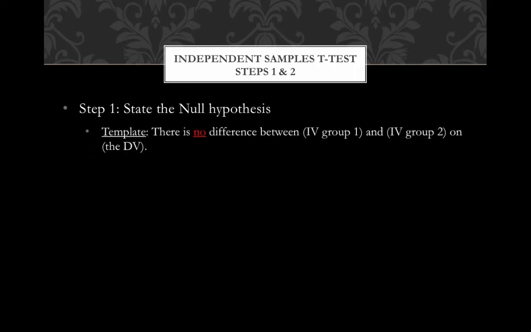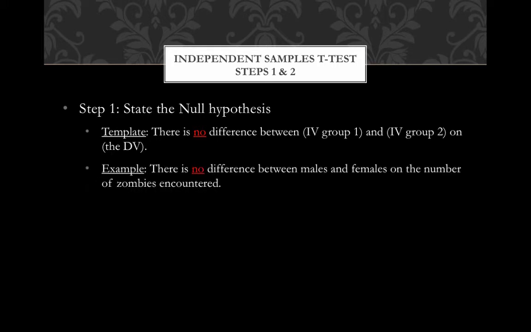So steps 1 and 2. What is step 1? Stating the null hypothesis. And what do we always assume in the null hypothesis? We assume that there are no differences. So we're simply going to state, for our template, there is no difference between group 1 and group 2 on whatever our dependent variable is. So in this case, if you wanted to look at the differences between men and women on the number of zombies they encounter, it's simply there is no difference between males and females on the number of zombies encountered.